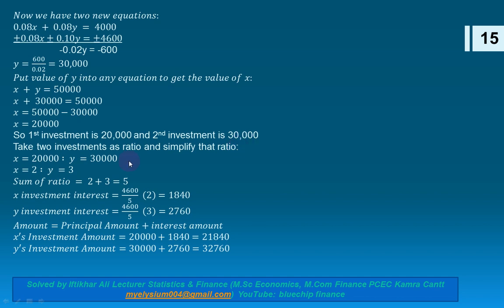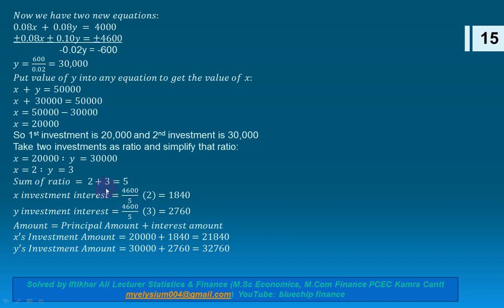Take the two investments as a ratio and simplify that ratio. The simplified form of these two will be 2 and 3. 10,000 times 2 is 20,000 and 10,000 times 3 is 30,000. So that is the simplified form of the ratio. And after summing the ratio, we simply divide the profit by the sum of the ratio and multiply by 2.